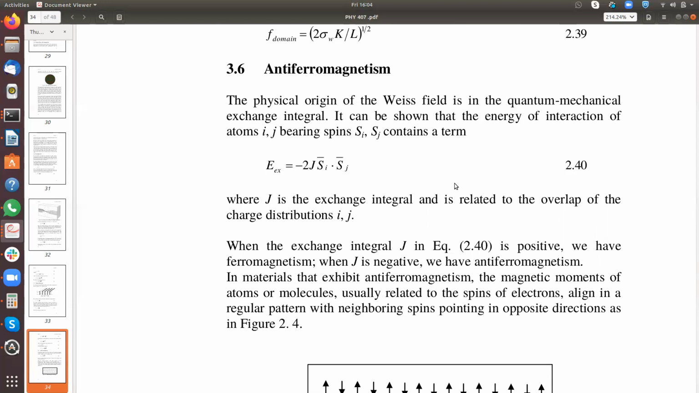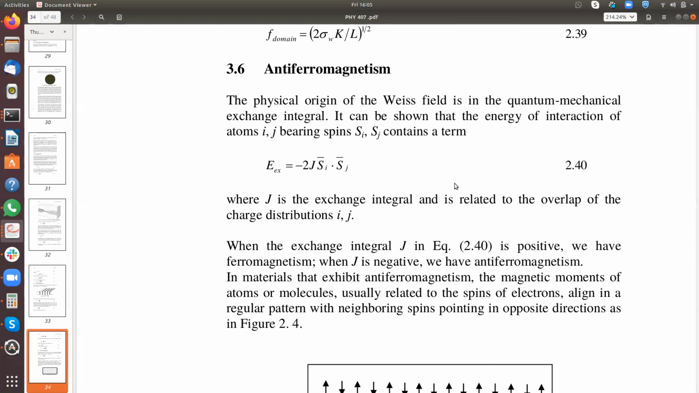I will briefly recap what we discussed about antiferromagnetism before we move to the next thing. Last week, when we were discussing ferromagnetism, I told you that it is a phenomenon in which all the spins in these materials align in one direction. But in the case of antiferromagnetism, they are aligned anti-parallel to each other: one is pointing up and the other is pointing down. We say the physical origin of the field is in the quantum mechanical exchange integral. It can be shown that the energy of interaction of atoms i and j bearing spins Si and Sj contains a term, the exchange energy, which is equal to -2J Si·Sj.